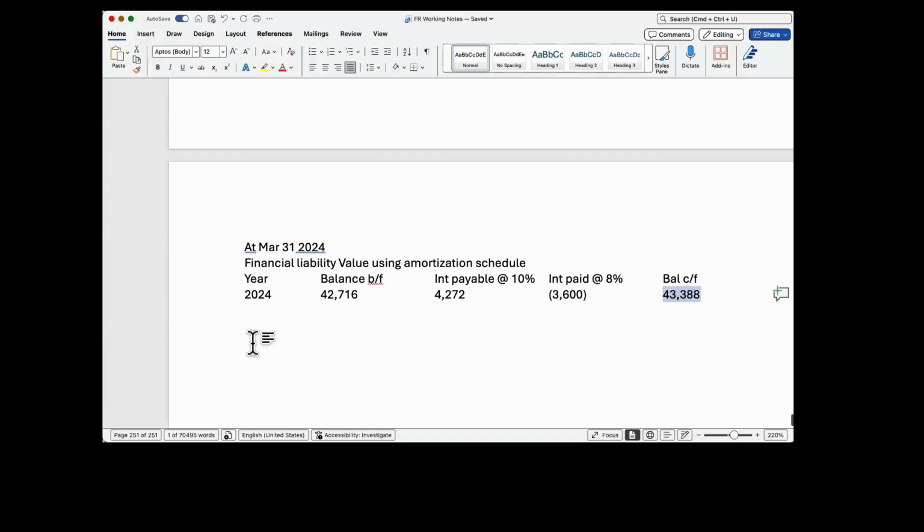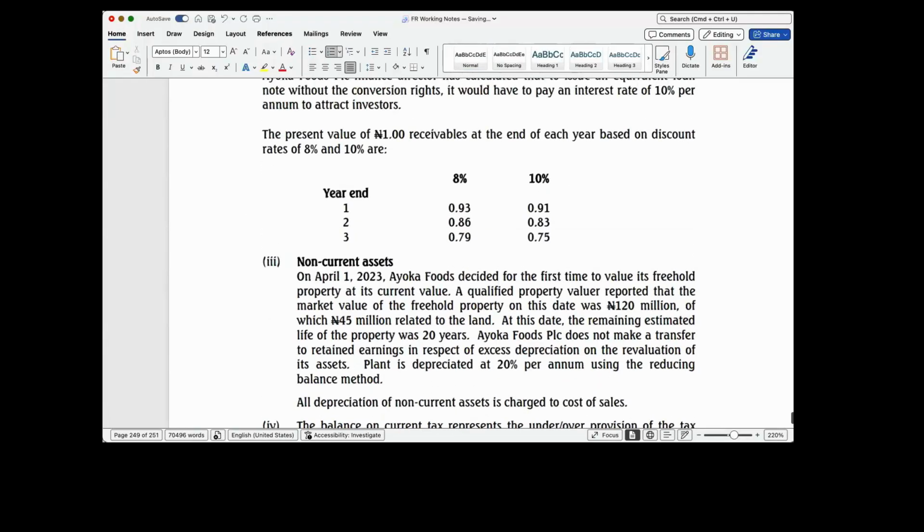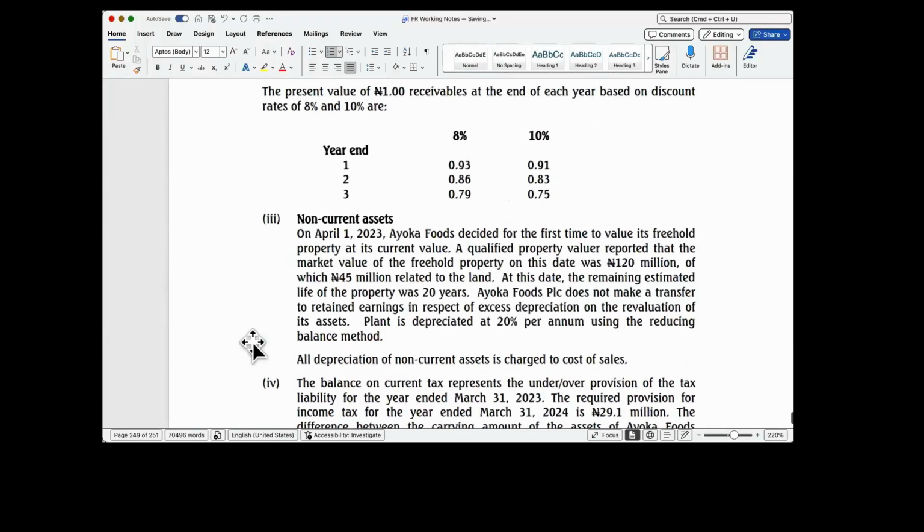All right. So I can move to note 3, which talks about non-current assets.